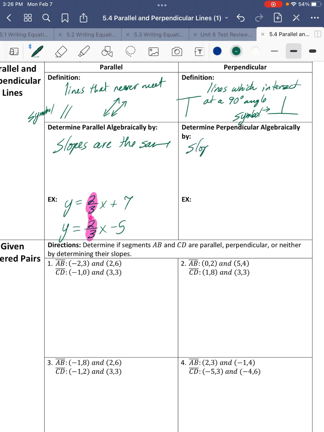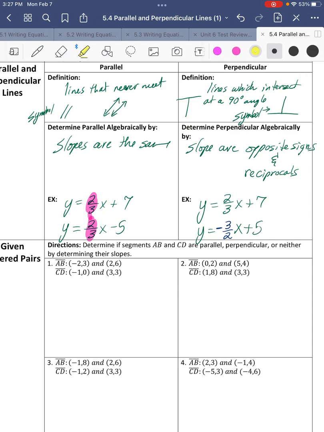Perpendicular, the slopes are opposite signs and reciprocals. Which means the fraction is flipped. So if 2/3 is the slope of the first equation, the second equation is going to be y equals, the opposite sign. It was positive 2/3, so it's going to be negative, and then it's flipped. The numerator and denominator are flipped. So instead of 2/3, it's going to be 3/2 x plus, and it doesn't matter what the number is at all. It's all about the slope.